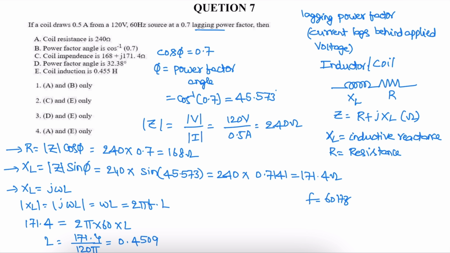Now the coil resistance is 240 ohms. Wrong. Coil resistance is 168 ohms. Statement A. Wrong. Power factor angle is cos inverse 0.7.